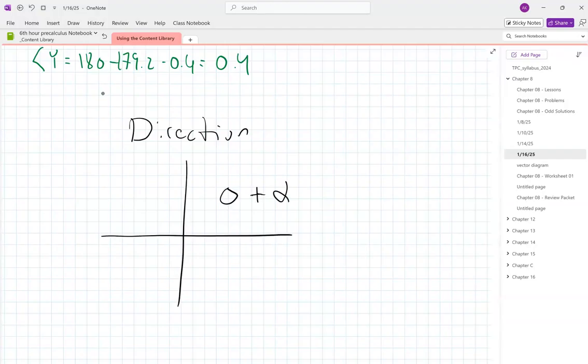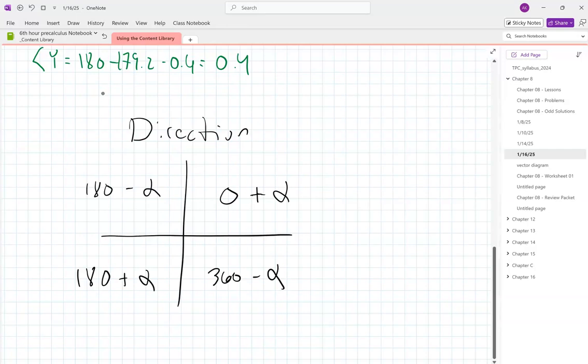Anything in quadrant 1 is 0 plus alpha. Anything in quadrant 2 is 180 minus alpha. Anything in quadrant 3 is 180 plus alpha. And anything in quadrant 4 is 180 minus alpha. And alpha is always going to be tan inverse of the absolute value of y over x.